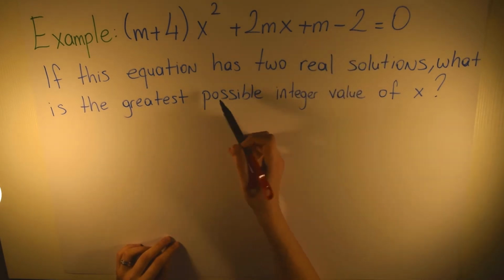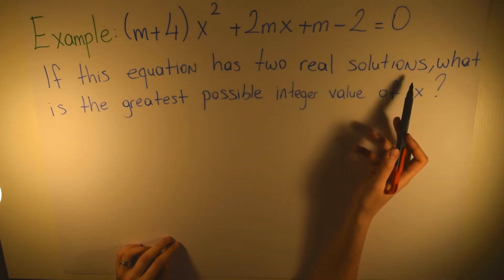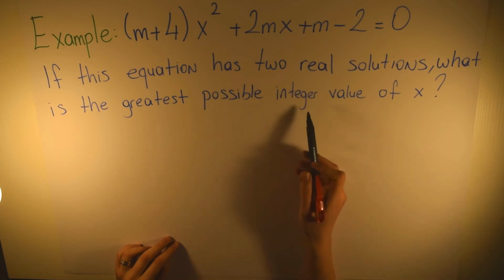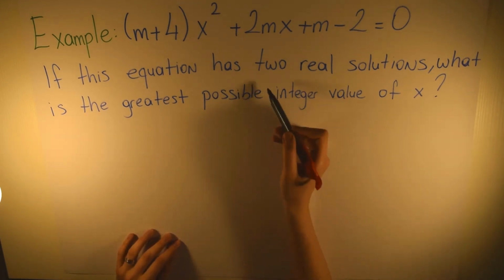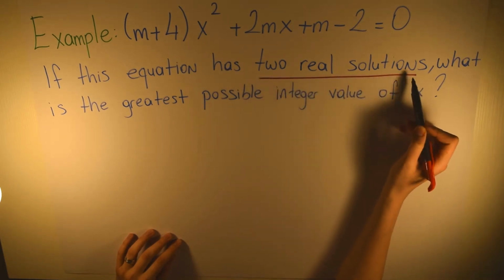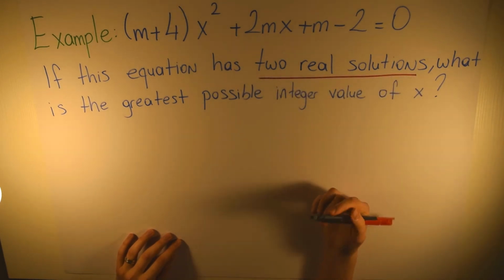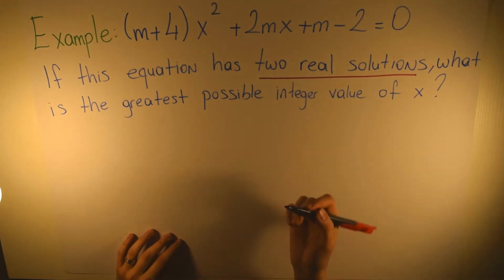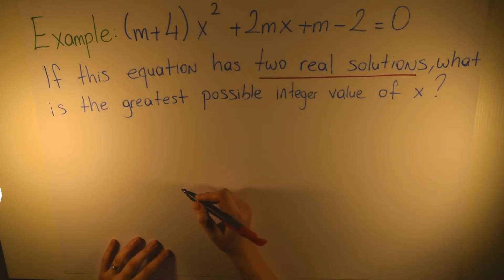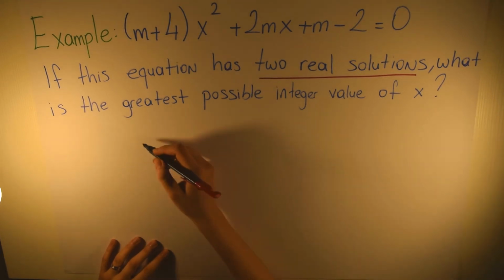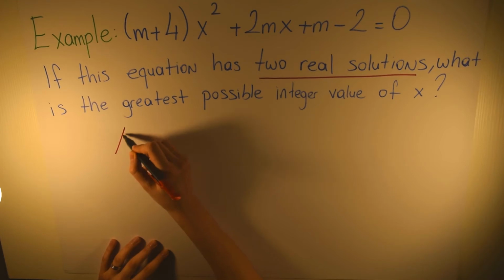If this equation has two real solutions, what is the greatest possible integer value of x? So it says it has two real solutions. So we get two real solutions when our discriminant is bigger than 0, right? So our discriminant has to be bigger than 0. Let's find our discriminant. What was it?